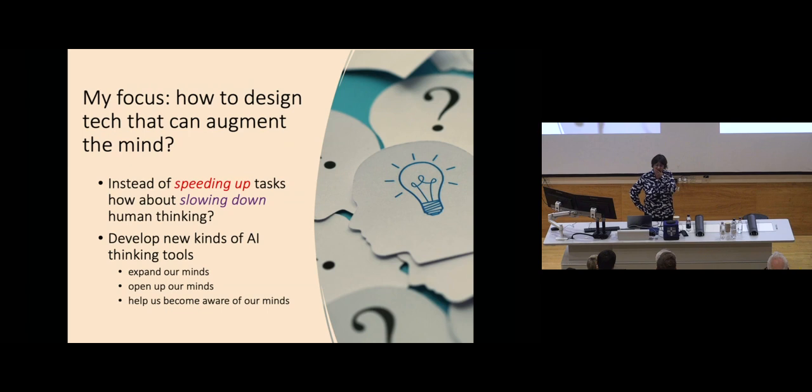My own focus has been to think about how we might design technology that can augment the mind. And so instead of speeding up tasks in the way in which I've shown you, I've been thinking about how we might slow down human thinking. And what would that do if we slowed down our thinking? Perhaps we could develop new kinds of AI thinking tools that could expand our minds, that could even open up our minds and help us become aware of what is in our minds. And where might that lead us?